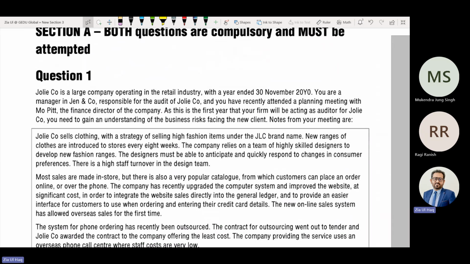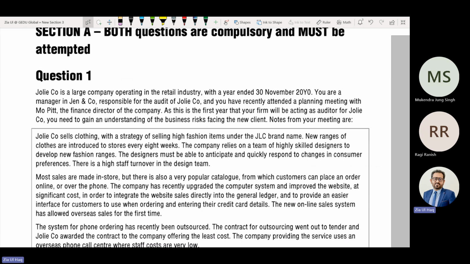Jolly Company is a large company operating in the retail industry. With the year ended 30th November 2010, you are manager in Jen and Company responsible for the audit of Jolly Company, and you have recently attended a planning meeting with Mofit, the finance director of the company. As this is the first year that your firm will be acting as auditor for Jolly Company, is there any issue if you are going to conduct audit for the first time?